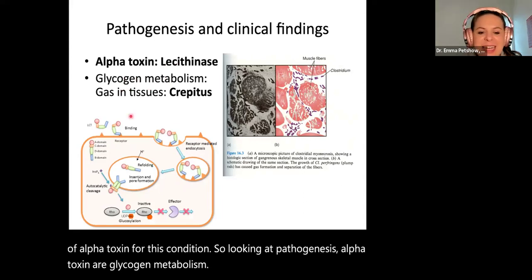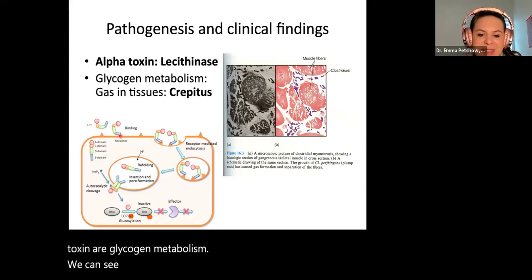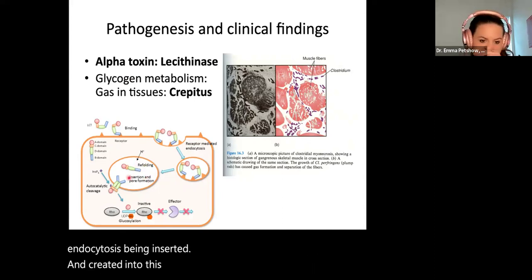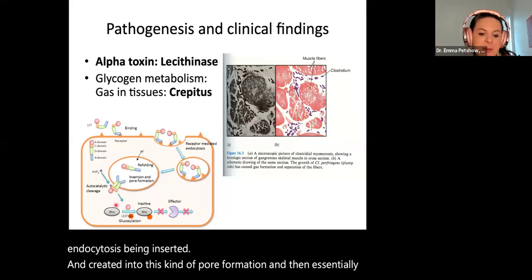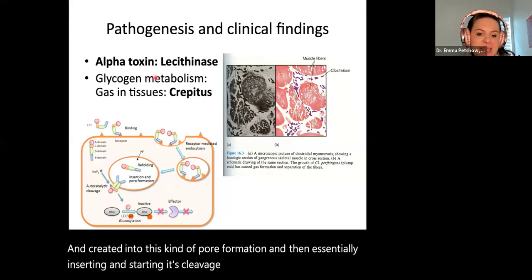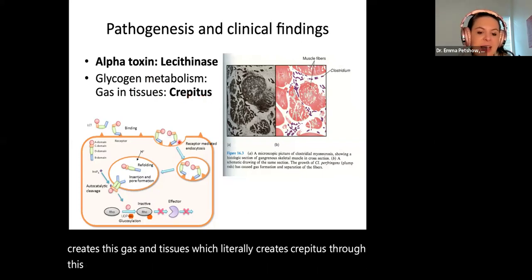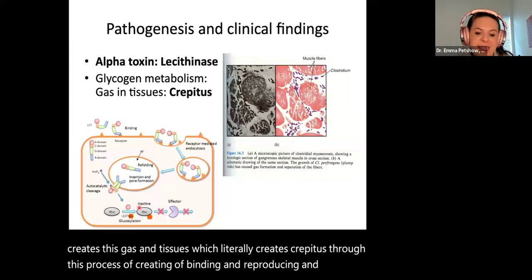So looking at pathogenesis, alpha toxin, lecithinase, and glycogen metabolism. We can see here binding to its receptor, getting taken in via endocytosis, being inserted and creating this kind of pore formation, and then essentially starting its cleavage components. Its metabolism creates gas in tissues, which literally creates crepitus through this process of binding and reproducing and recreating itself.